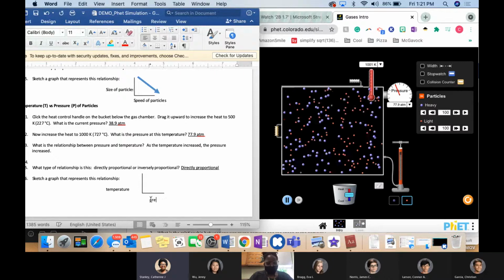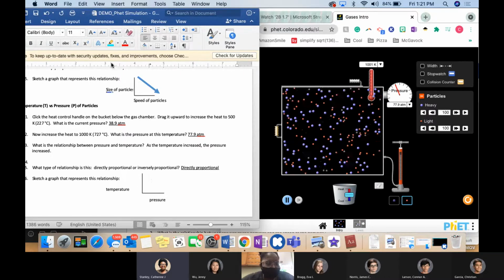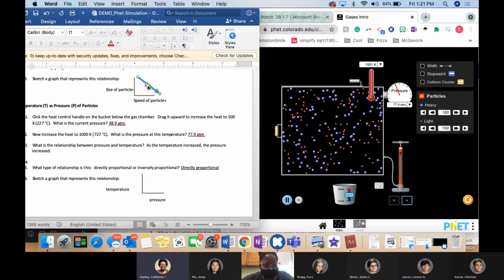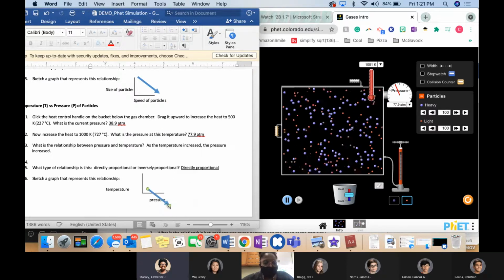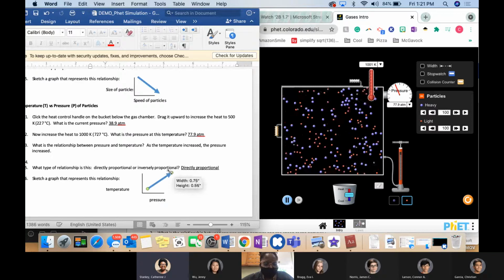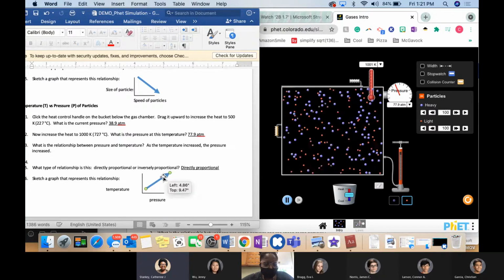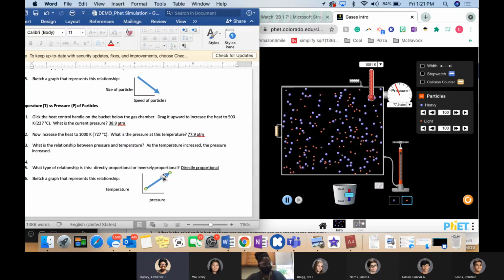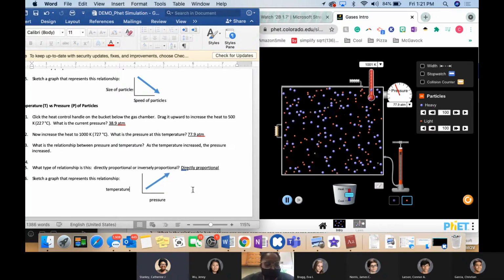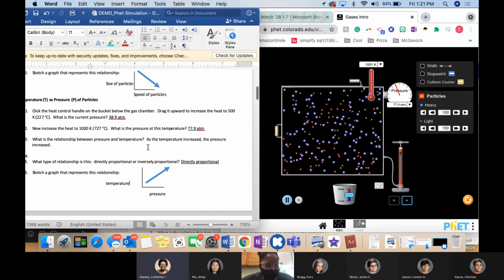Pressure. Yep. So my arrow is going to be facing which way? Yes. Up to the right. And that pressure. We doing all right, everybody?